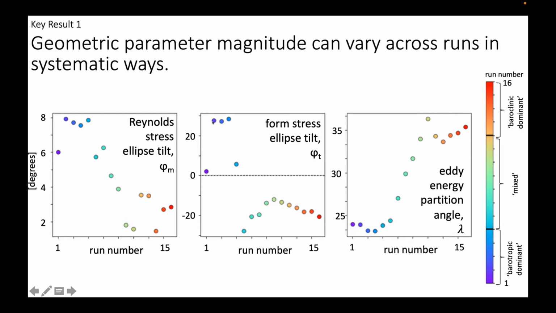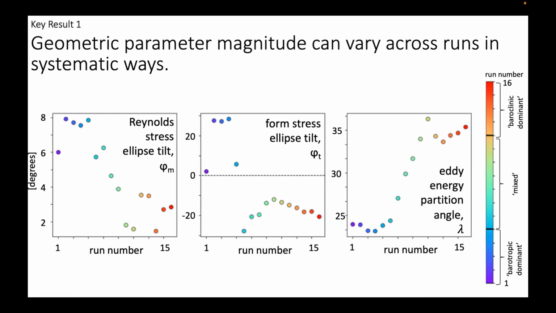I'm sorry. This is the Reynolds stress ellipse tilt, the form stress ellipse tilt, the eddy energy partition angle, all as a function of run number. So this is the barotropically dominated run. This is the baroclinically dominated run. And so we're just looking at bulk magnitudes. Again, this is the average inside the jet in the upstream region, upstream of the eddy kinetic energy maximum. And this is the variation that you see.